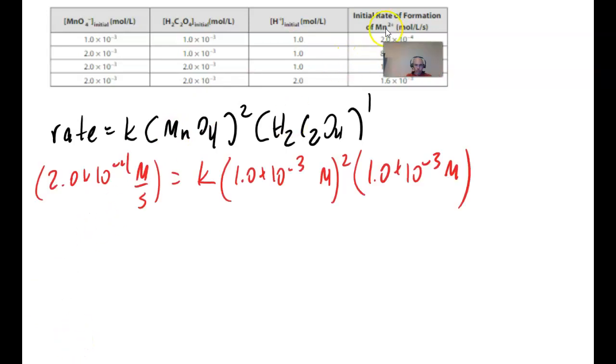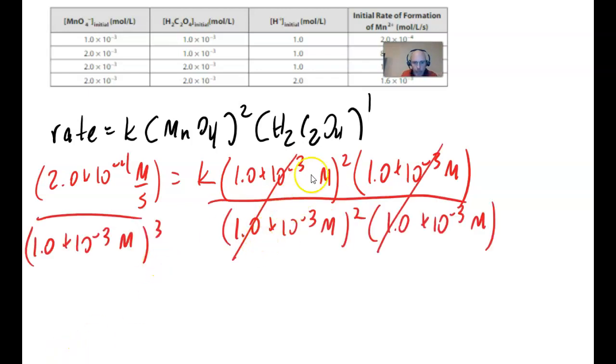So I plugged in the rate from the first row. I plugged in the manganate ion's concentration from the first row, and I've squared it because that's what the rate law says I must do. And I've plugged in oxalic acid's concentration. And I've included the units. The unit for rate is molarity per second, and molarity is moles per liter, so you could also have written moles per liter per second, but it's easier, arguably, to write molarity per second. And the 2 concentrations, of course, have the units of molarity. So we'll solve for K and see what unit we get.